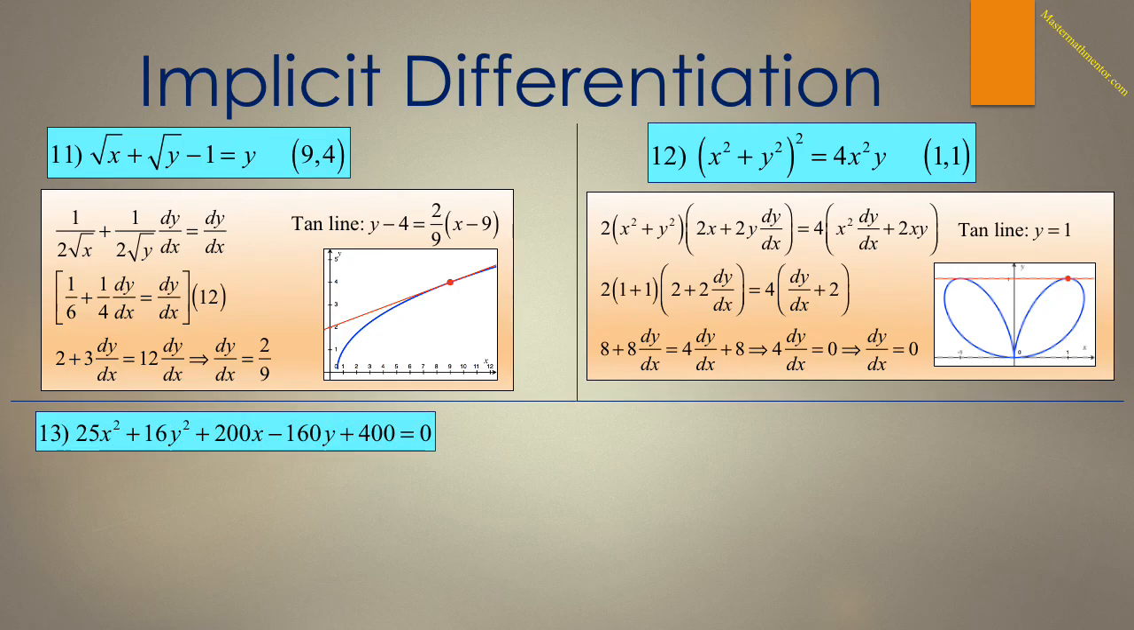In 13, you are given an equation, 25x squared plus 16y squared plus 200x minus 160y plus 400 is equal to 0. And you are asked to find points on the graph where there are horizontal and vertical tangent lines. We could attack this by solving for y. We would have to complete the square, and that would take some time. It's easier to do this problem implicitly.